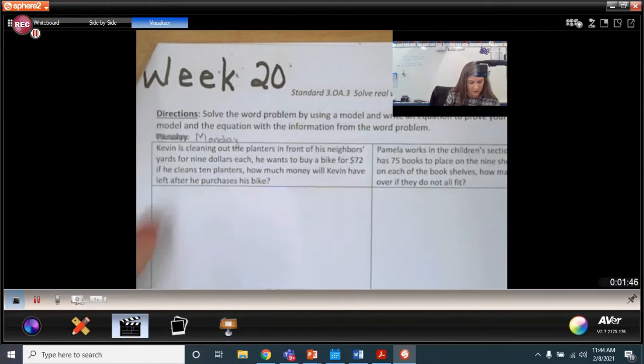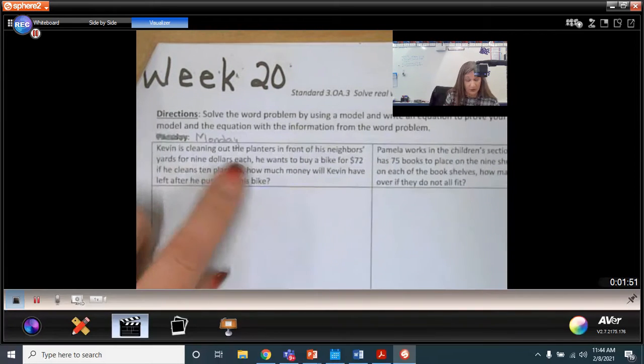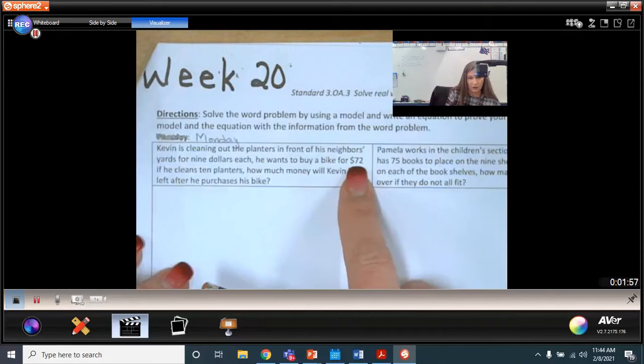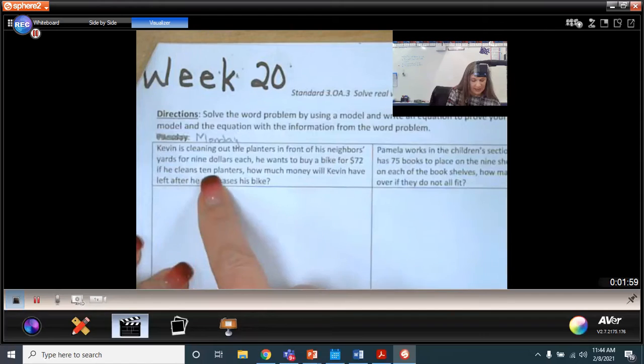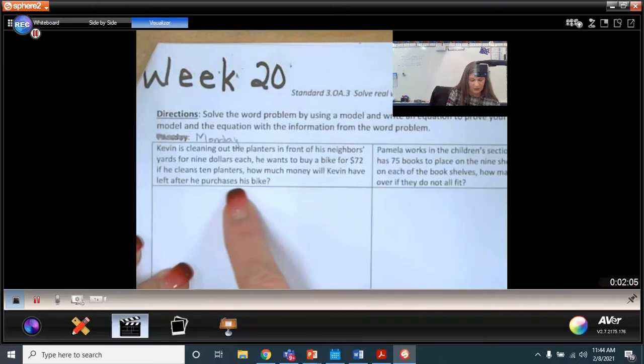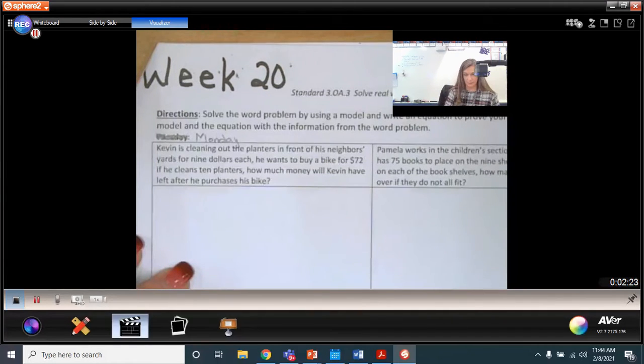So this guy is going around to people's yards and he's cleaning out these planters for $9 each. He wants to buy a bike for $72. If he cleans 10 planters, how much money will Kevin have left after he purchases the bike? Wow, this is a two-step problem. Notice I don't have multiplication or division here because it's not going to be just multiplication or just division. It's going to be a combination of maybe more than one operation.